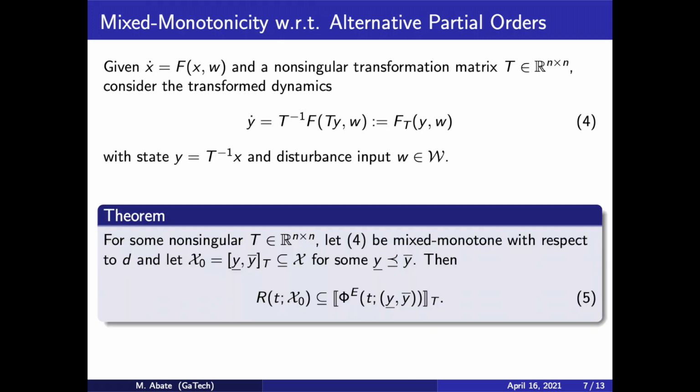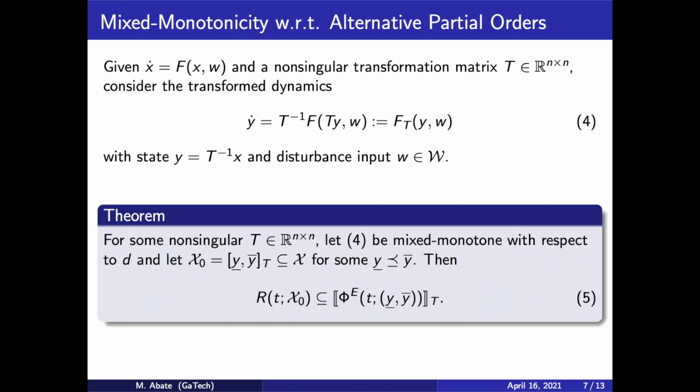All right, so the main tool that we are going to use in this presentation to address conservatism in the approximation of reachable sets is that we are going to redefine mixed monotonicity with respect to an alternative partial order on your initial system state space. Okay, so we were given a system x dot is equal to f of x and w. What we can do is choose a transformation matrix, T, a non-singular transformation, and use this to construct transformed dynamics.